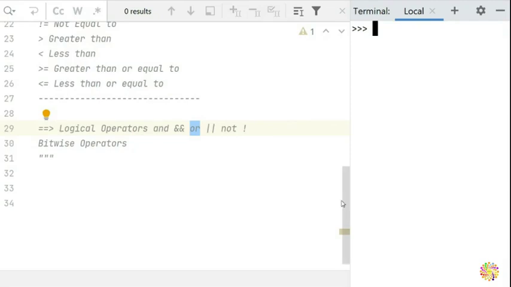So the bitwise operators. With the bitwise operators, the first one we're going to see is binary AND. This one is also binary AND. And there is a pipe here, which is binary OR.